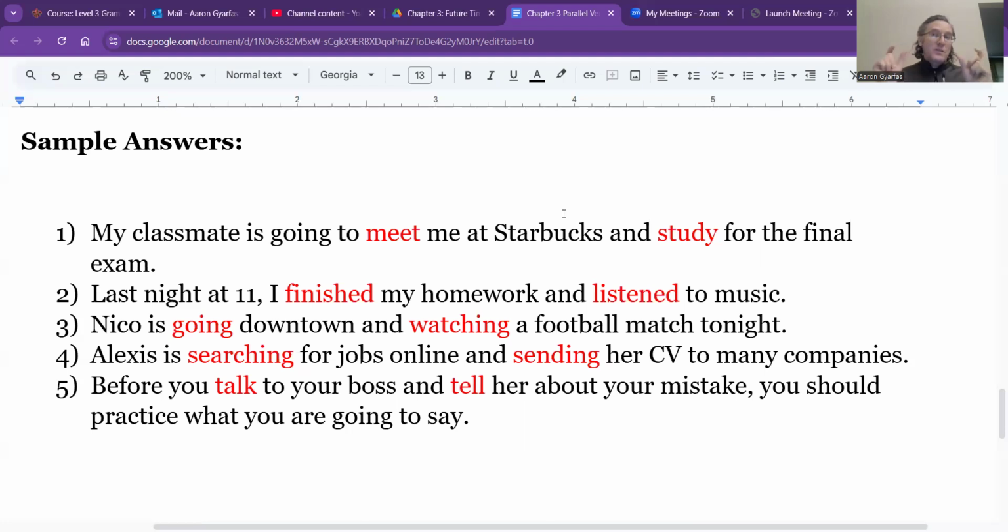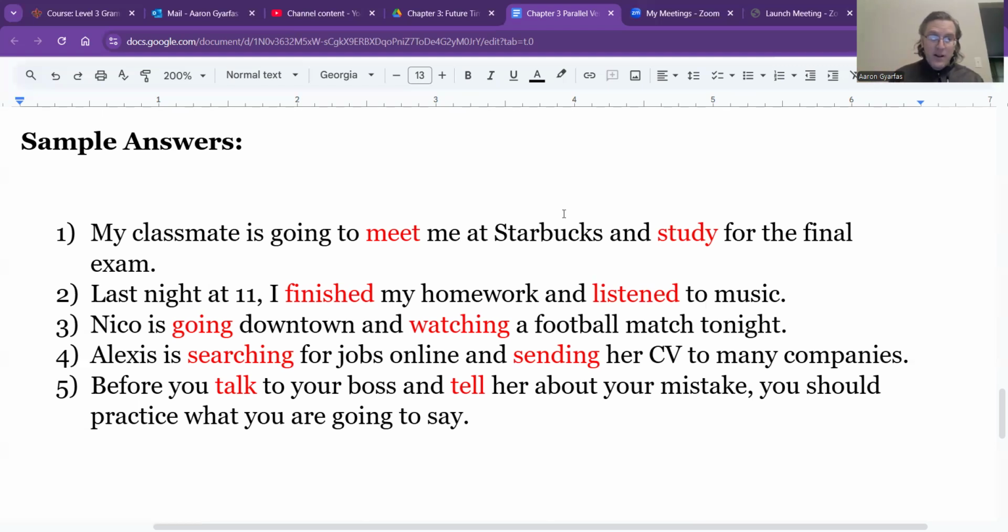Number 2 says last night at 11. So those two verbs need to be in past tense. It's last night. I finished my homework and listened to music. In number 3, we have tonight, future, and we have a be verb there. Nico is. So this is going to be present progressive. Nico is going downtown and watching a football match tonight. Two ing verbs. Okay.